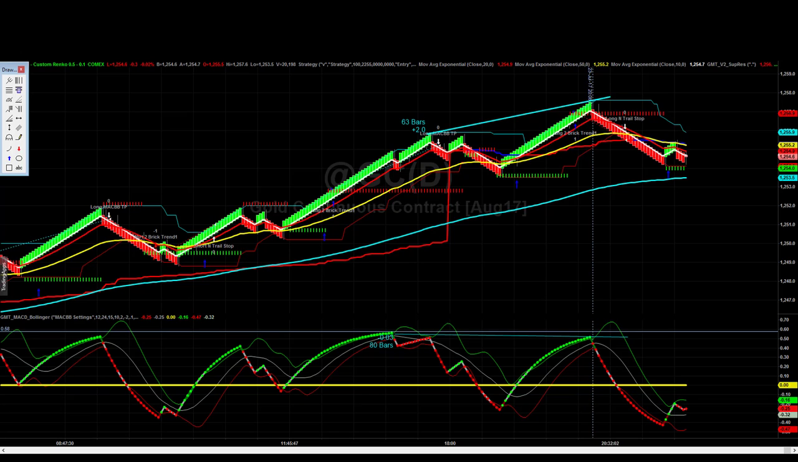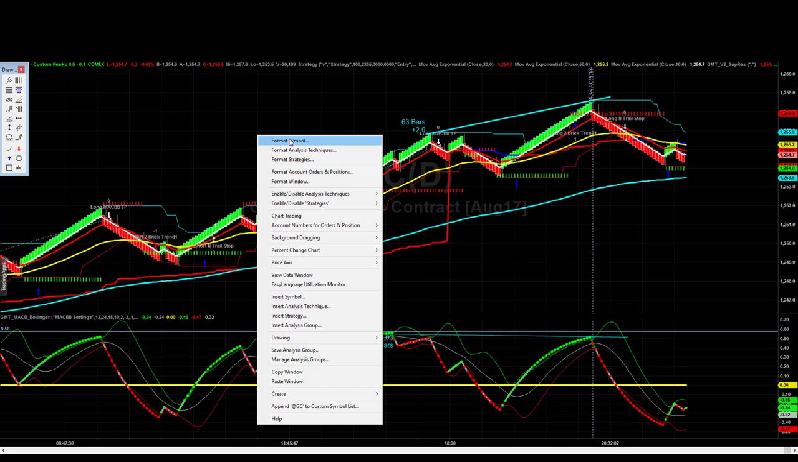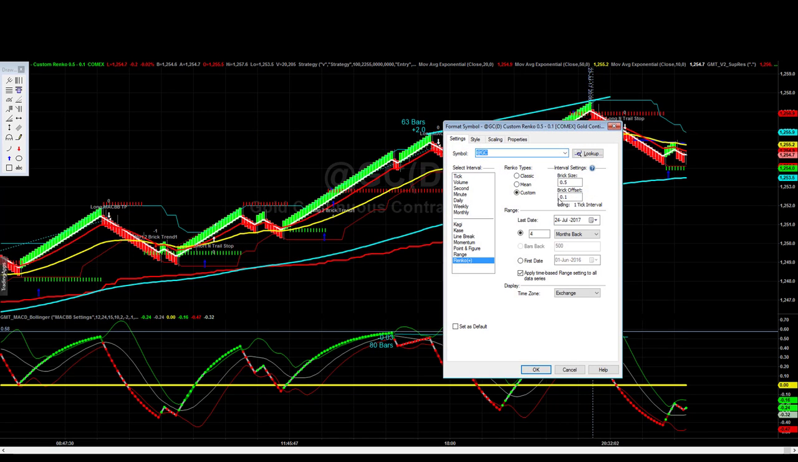So we're looking at a custom Renko 0.5 with an offset of 0.1. Those are the settings for this particular chart. If you go to format symbol, you'll see that's listed in there. I've got 4 months of data loaded up.